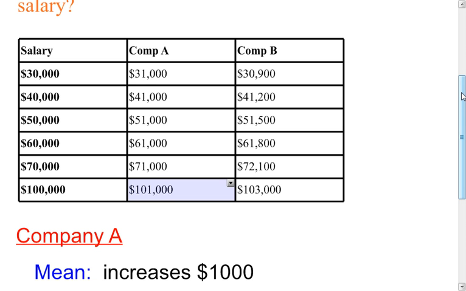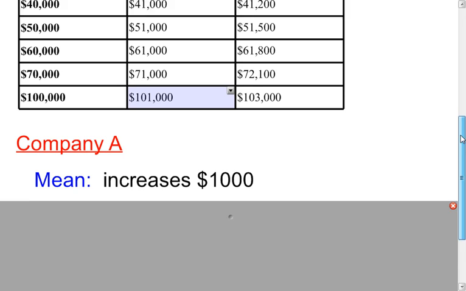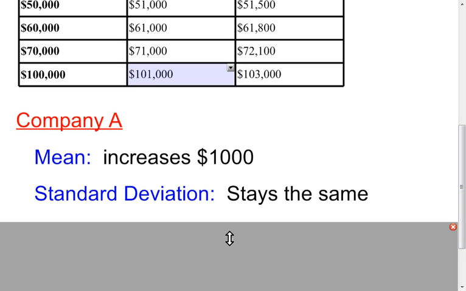Standard deviation, remember, is spread. If you look at the original salaries, the smallest was 30,000, the biggest was 100,000. That's a $70,000 spread. At Company A, I'm going from 31,000 to 101,000. That's still a $70,000 spread. My numbers are not any more spread out as long as everybody gets a $1,000 raise. And because my numbers are not any more spread out, my standard deviation stays the same.